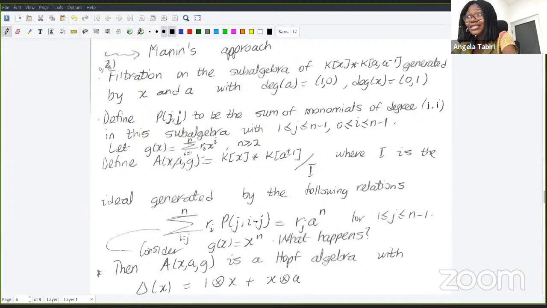So in the relations, G is a sum of monomials. We are now going to replace those monomials here by these P_ji, but running from j equal to 1 to n minus 1. So we are going to replace our monomials in G with them. And let's see an example here.